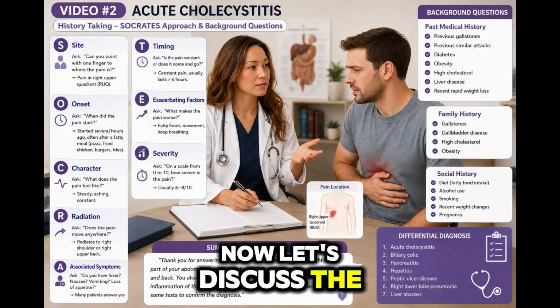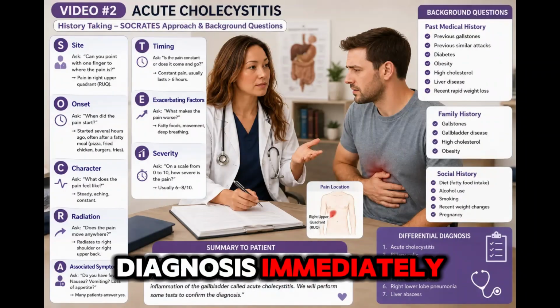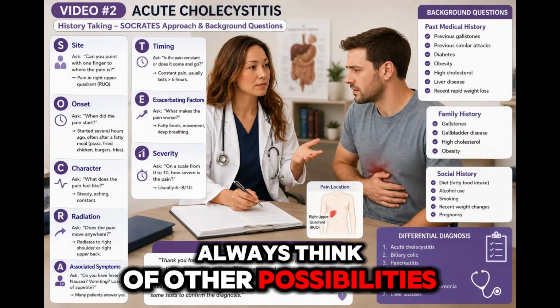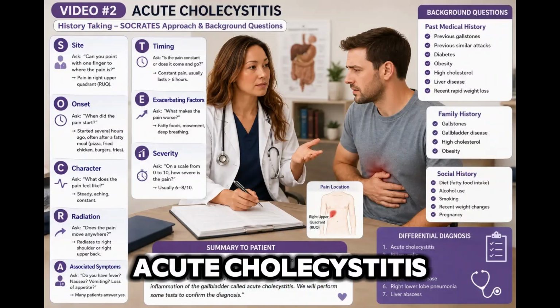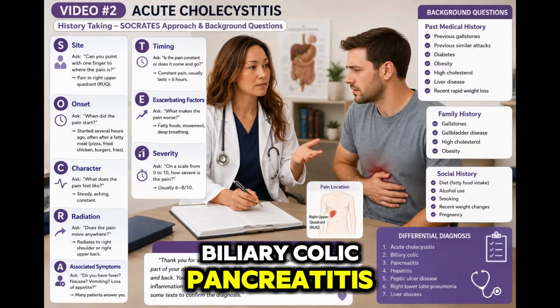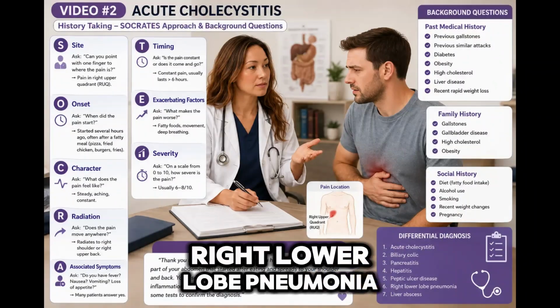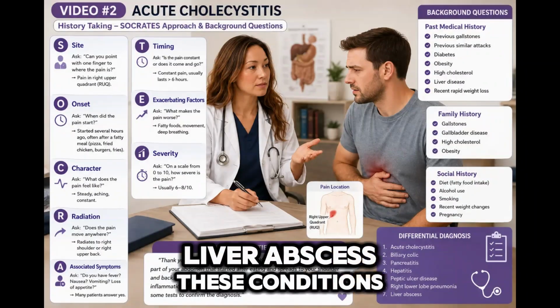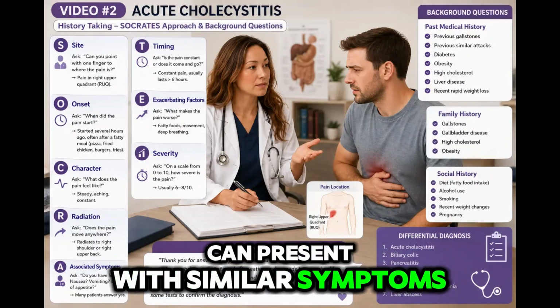Now let's discuss the differential diagnosis. Never jump to one diagnosis immediately. Always think of other possibilities. The main differential diagnoses include acute cholecystitis, biliary colic, pancreatitis, hepatitis, peptic ulcer disease, right lower lobe pneumonia, liver abscess. These conditions can present with similar symptoms.